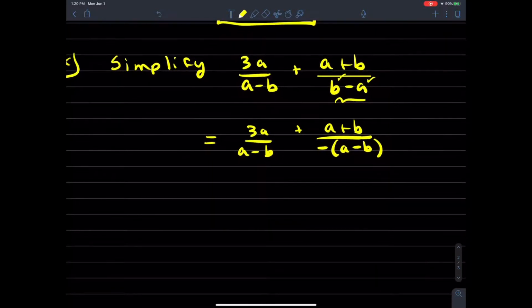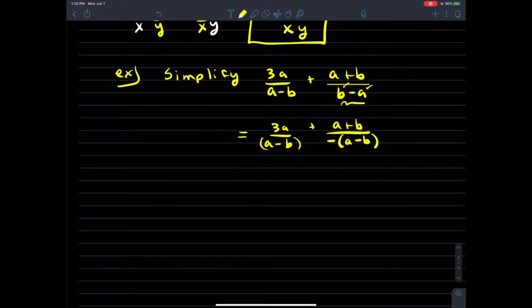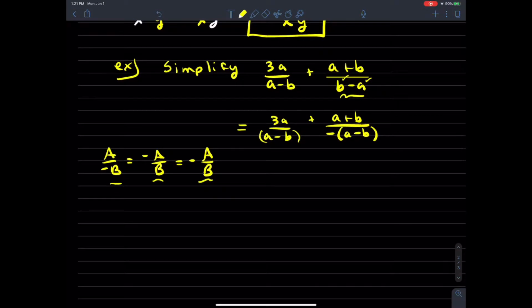So now we almost have a common denominator. You can't have a positive a minus b over here and a -1 over here. So what we want to do, just to remind you, if I have a over negative b, that's the same as if I put the negative on top. And it's the same if the negative is in the front, okay? One negative is one negative is one negative. Doesn't matter where it is in a quotient. So that's what we're going to do over here to the right. I'm going to put that negative to the top.